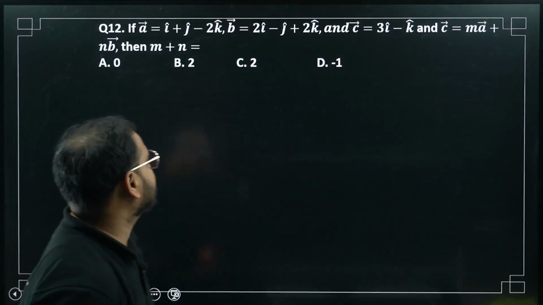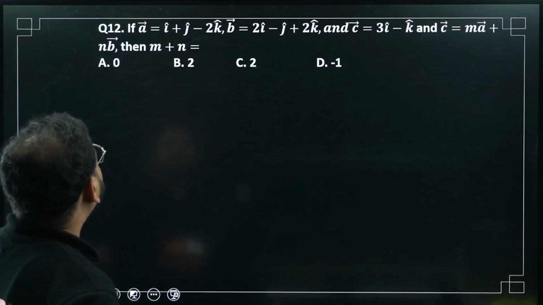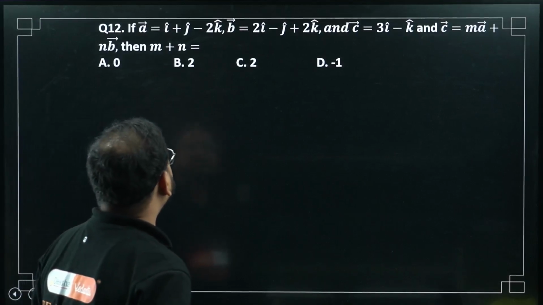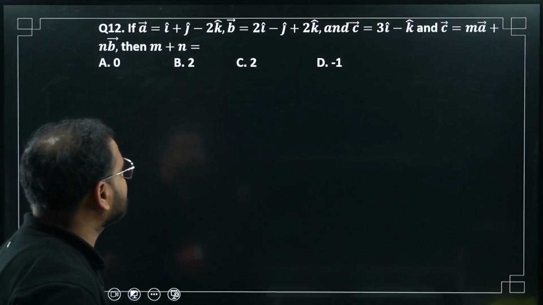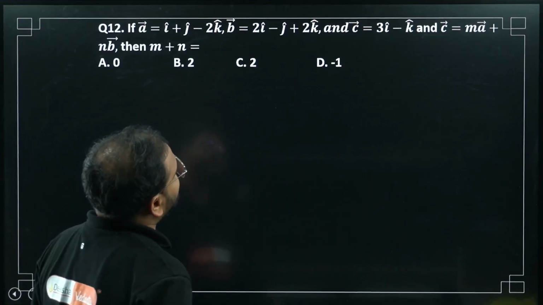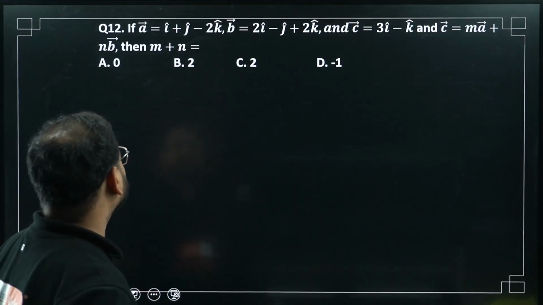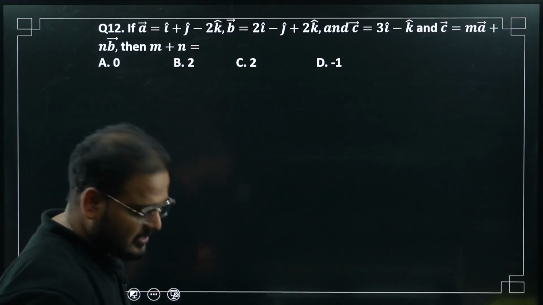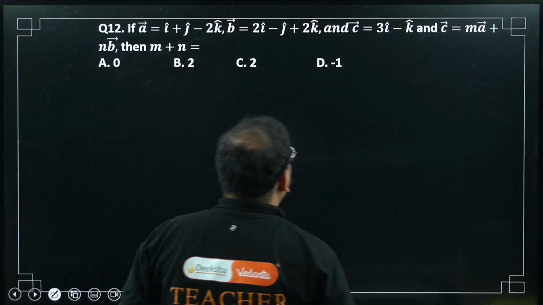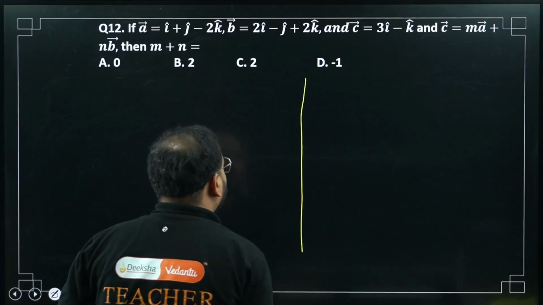Great. If vector a equals i plus j minus 2k, and b equals 2i minus j plus 2k, and c equals 3i minus k, and c is given as m of a plus n of b, then m plus n equals how much? Very good question. Okay, let's see.